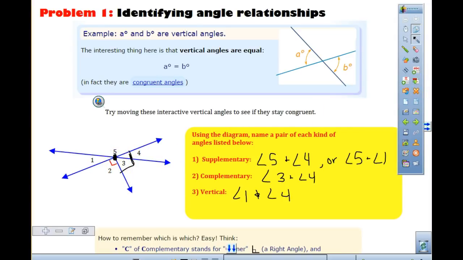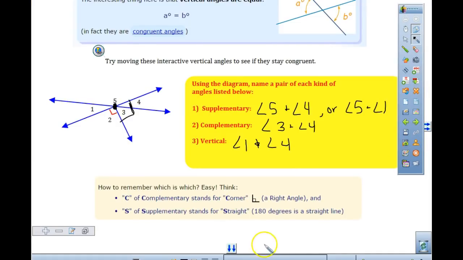Here are some ways to help you remember complementary and supplementary. The C, if you can think of that's the corner of your right angle. So anytime you have a corner, your two angles have to total to 90 degrees. The other thing I like students to think about is it comes first in your alphabet, which means it's the smaller number, 90 degrees, whereas the larger S is going to be equal always to 180.